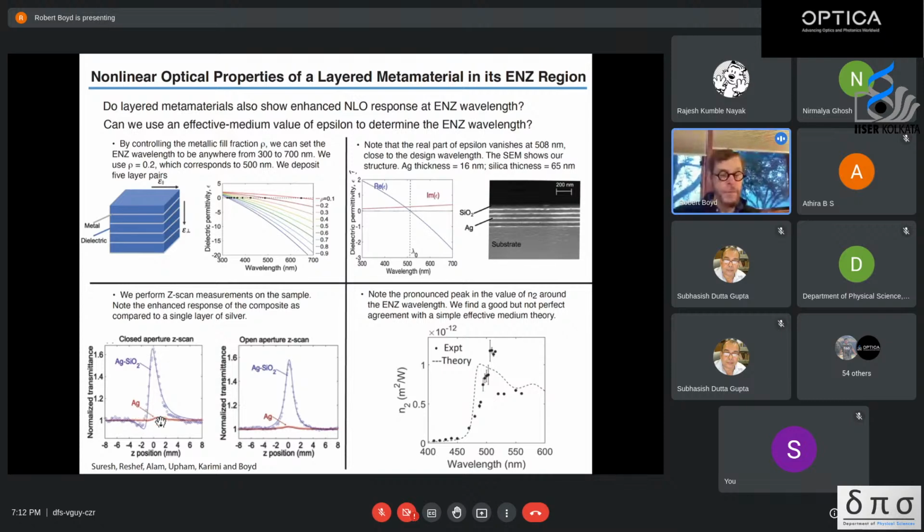Here is pure silver. It gives a response down here. Here is the silver silica composite, nanocomposite metamaterial. It shows a much larger response. And this larger response is in rough agreement with theory. It's not as exact as one would want, but I think that the theory shows that you expect a large nonlinear response at the epsilon near zero wavelength, which is exactly what we saw in our experiment.